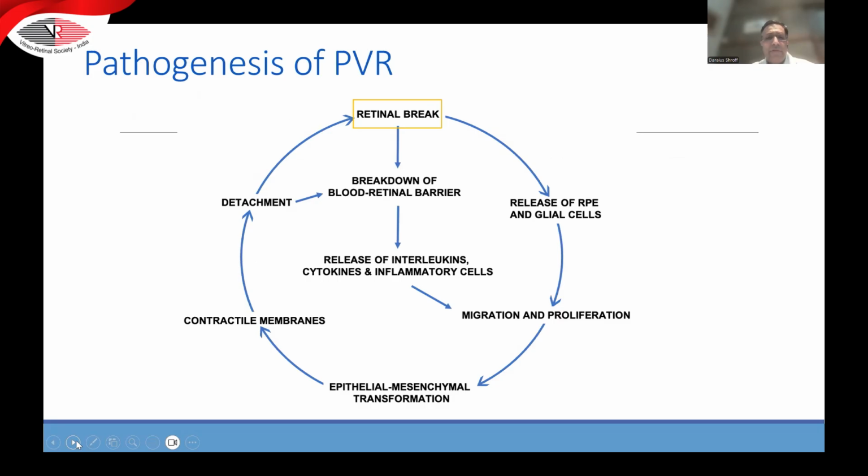Why does it happen? If we go through the cycle of PVR, or the stages, it all starts here with the retinal break, and then the breakdown of the blood retina barrier, release of RPE and glial cells. These are causing a migration and release of interkines and more inflammatory cells. Then what happens importantly is the epithelial mesenchymal transformation and the contractile membranes form. And once these membranes form, they pull on the retina, cause redetachment, more breaks, and then the whole cycle is repeated.